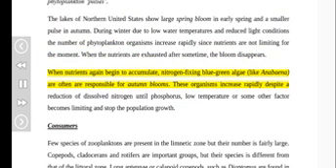When nutrients again begin to accumulate, nitrogen-fixing blue-green algae, like Anabaena, are often responsible for autumn blooms. These organisms increase rapidly despite a reduction of dissolved nitrogen, until phosphorus, low temperature or some other factor becomes limiting and stops the population growth.